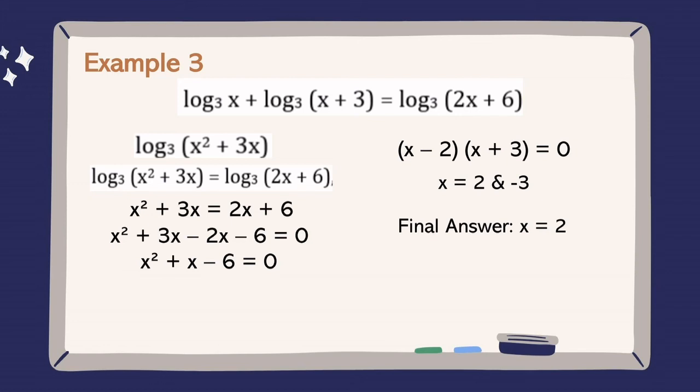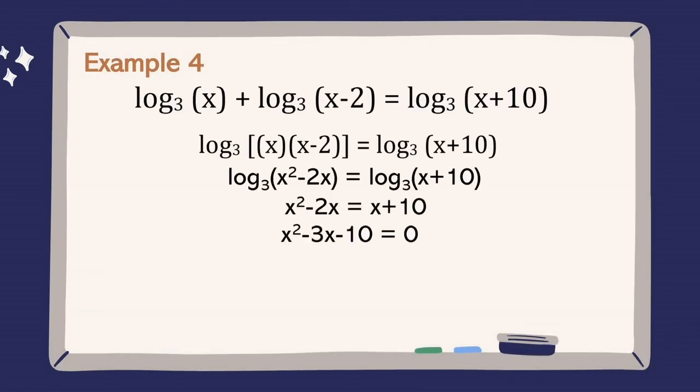Drop the logarithms to get x squared plus 3x equals 2x plus 6. Equate it to 0 and it turns to x squared plus 3x minus 2x minus 6 equals 0. Add the like terms and we get the quadratic equation x squared plus x minus 6 equals 0. Factor the quadratic equation to get (x minus 2)(x plus 3) equals 0. So we have our x's, which are x equals 2 and x equals negative 3. By verifying both values of x, we get x equals 2 to be the correct answer.